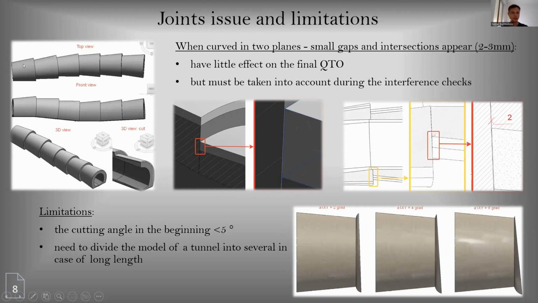Even here, when the bendings are visible, they are kind of exaggerated. Even in this case, the intersection was 2-3 millimeters. But in the future, it has to be considered during the interference checks, for example, in order not to get false positive results. The limitation is regarding the angles, but since tunnels usually have high radii, the angle is usually lower than 5, even less.